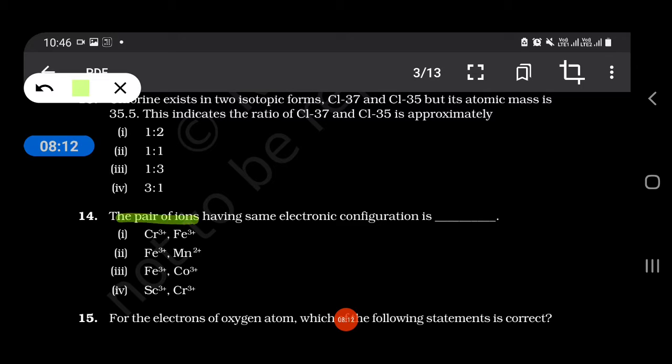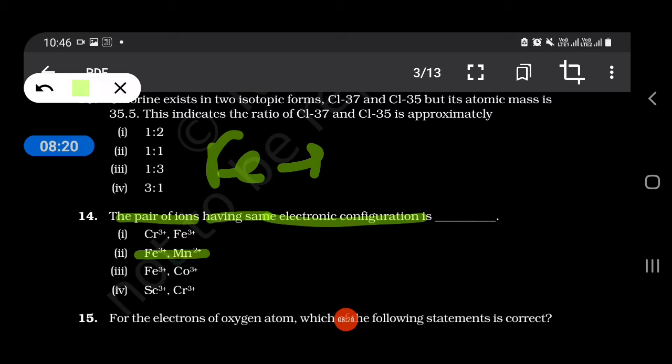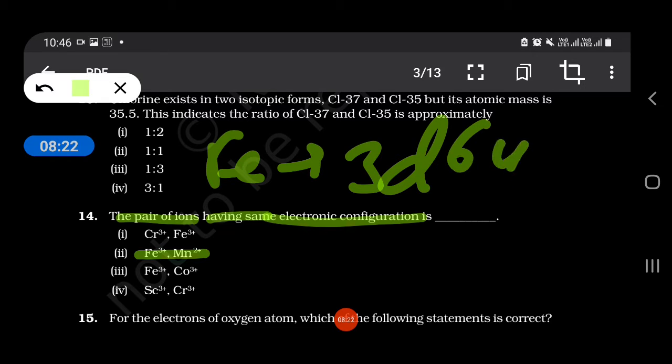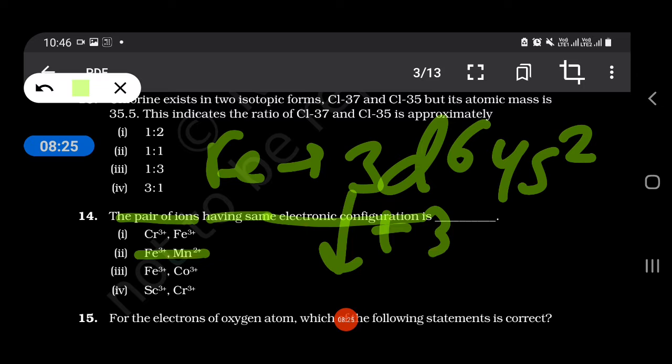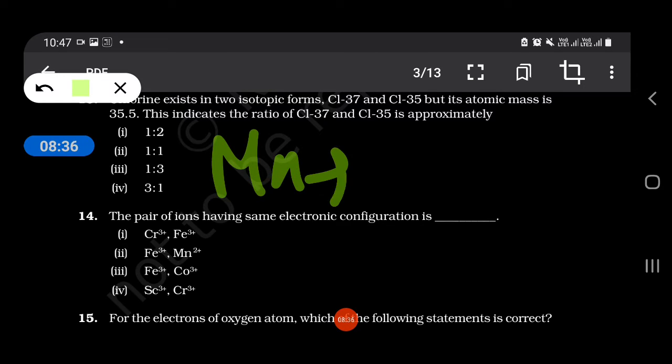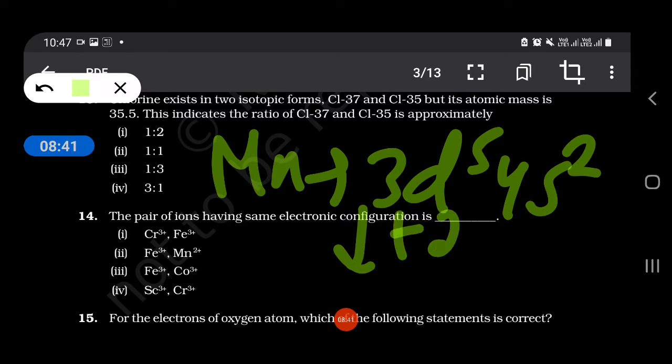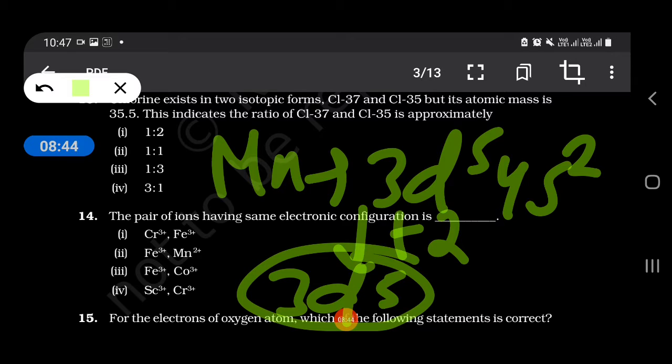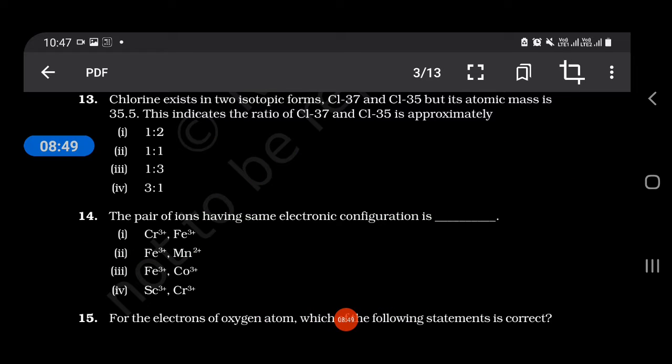The pair of ions having the same electronic configuration is this one, because Fe is 3d6 4s2, but when it goes to the +3 state, it becomes 3d5. And Mn is 3d5 4s2, and when it is +2, then it will be 3d5. So we can say that both have the same electronic configuration, 3d5.